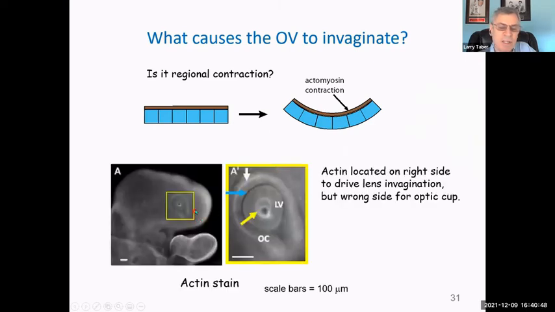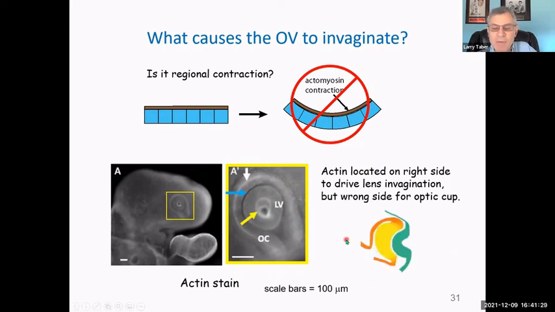This is an embryo stained for actin. And this is a blow-up of the eye. The actin is the bright lines here. This is the lens. Notice how the actin is along the inner curvature of the lens, which is the right side needed to cause it to invaginate. And experiments have shown that the lens does indeed invaginate because of this kind of contraction. But it's on the outer curvature of the optic cup, which is the wrong side to cause it to invaginate. And because of this, we can rule out contraction for this process, for the optic cup, for the optic vesicle.